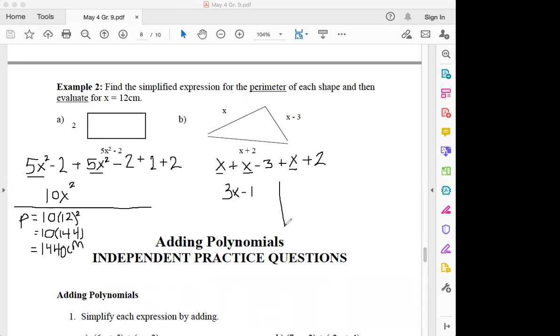Okay, and we're going to do the same thing here. So we're going to take our equation where there's an x, and we're going to replace it by 12.